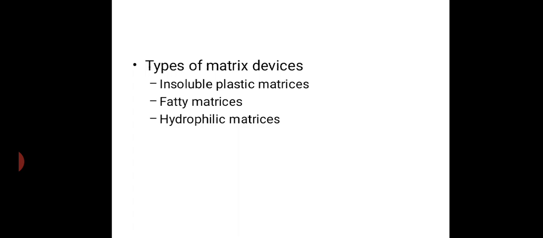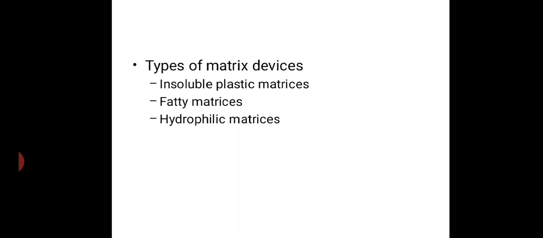Now, these matrix devices can again be of different types. The first one is insoluble plastic matrices, then fatty matrices, as well as hydrophilic matrices. So these are the types of matrix material we use for developing matrix systems. The first one is the insoluble plastic materials, where these materials are purely insoluble and the movement of the drug molecule happens only by diffusion of the drug molecule across this membrane.